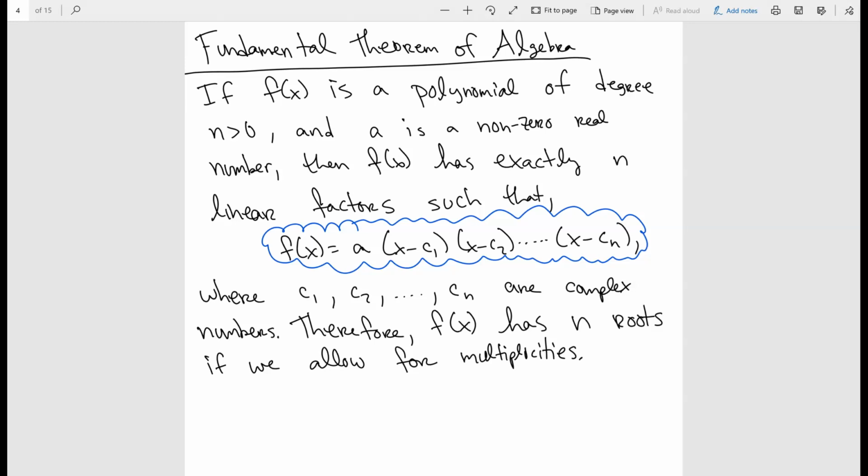So here, c1, c2, all the way to cn are complex numbers. Okay, it doesn't necessarily have to be imaginary numbers. Remember that real numbers are also complex numbers. And therefore, f of x has n roots, and we will allow for multiplicity.